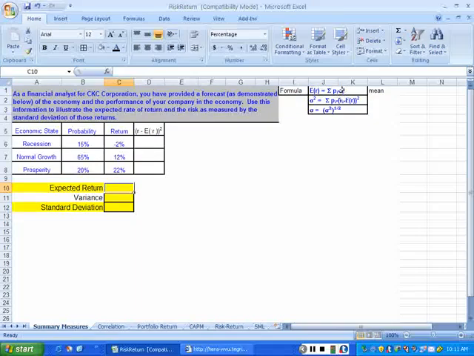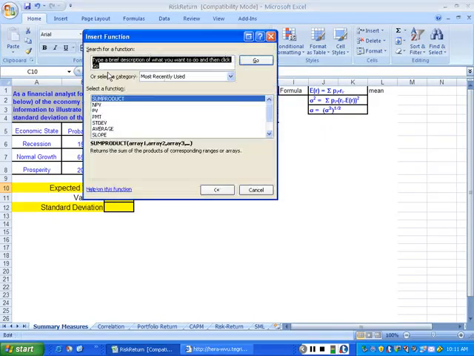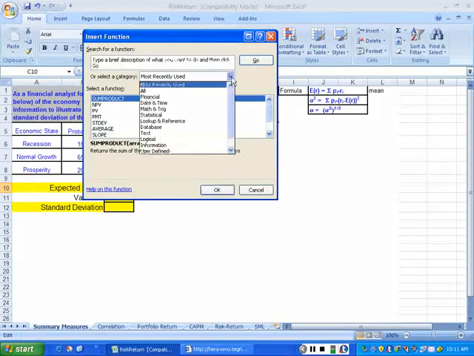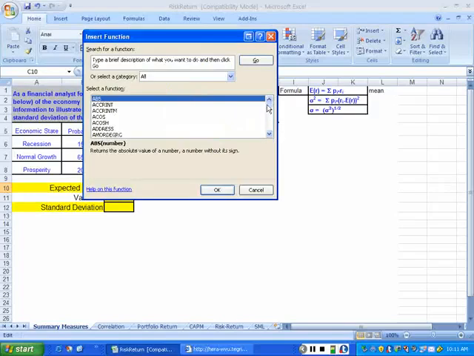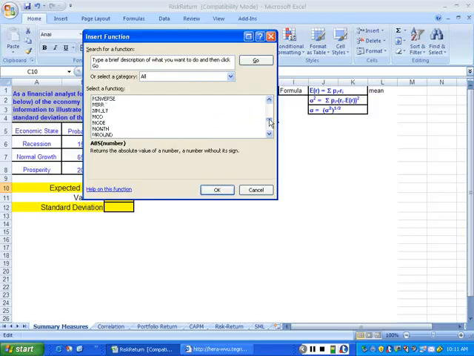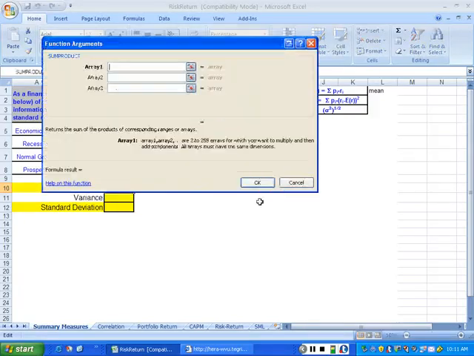To take these probabilities times these outcomes, we do have a function that we can use in Excel. So I'm going to go to the function wizard here, and you want to go under the All heading, and we're looking for a function called SUMPRODUCT. It says add up these multiplications that have gone on. So if you scroll your way down here, you find something called SUMPRODUCT.